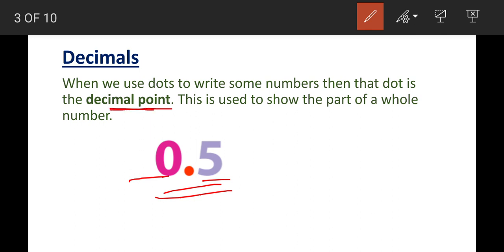We can say that one as dot also. This dot separates this part and the right side of that part. The left side of this part is known as the whole part, and the right side of this one is known as the fractional part.